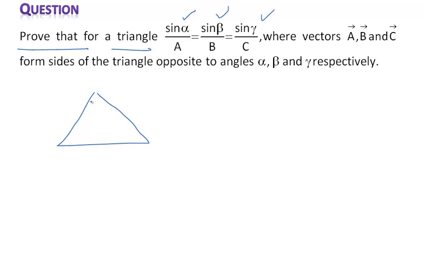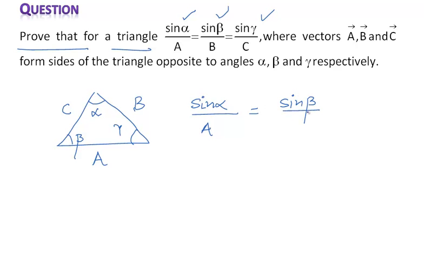Let us say this angle is alpha. So the side opposite to alpha is A. Similarly, beta is this. So this will be B. This is gamma. So this will be C. Now we have to prove that sine alpha upon A is equal to sine beta upon B is equal to sine gamma upon C.